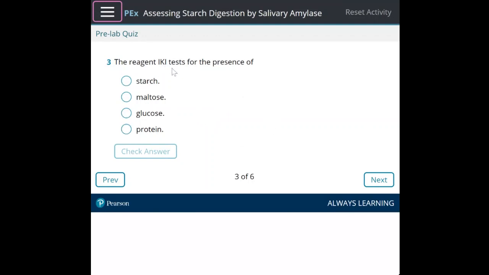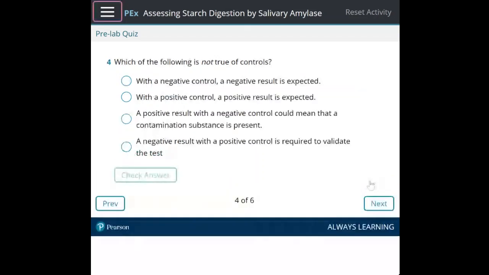So the iodine, does iodine test for starch, maltose, glucose, or protein? Yep, that was starch.